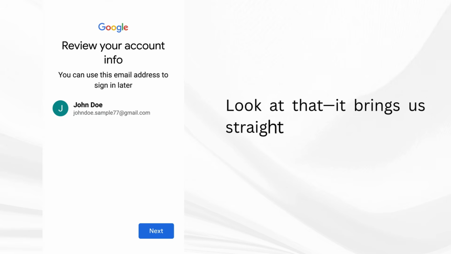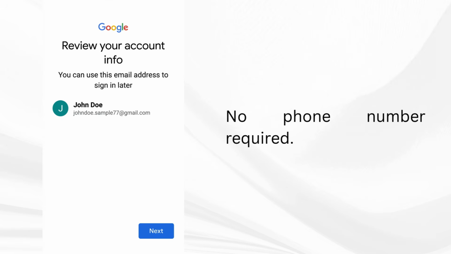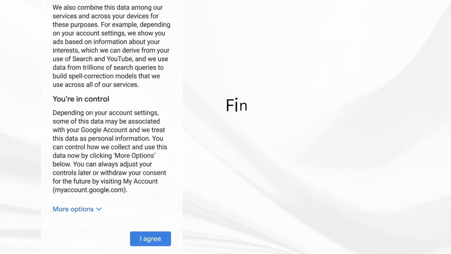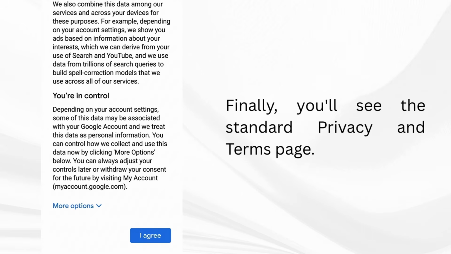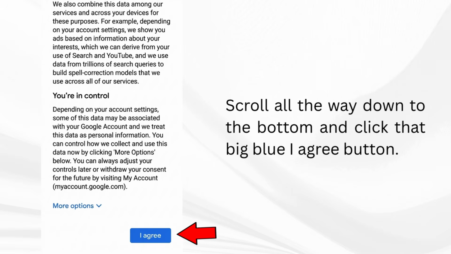Look at that. It brings us straight to the Review Your Account info page. No phone number required. Just hit Next. Finally, you'll see the standard Privacy and Terms page. Scroll all the way down to the bottom and click that big blue I agree button.